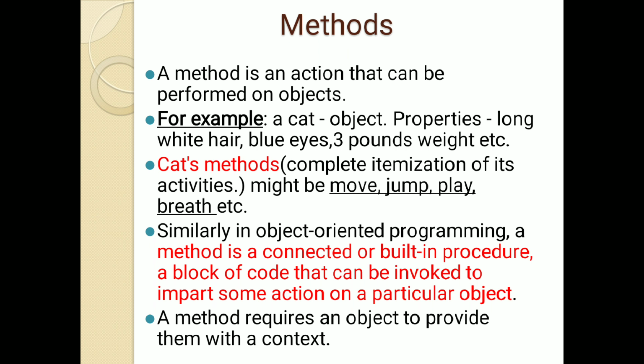Similarly, in object-oriented programming, a method is a connected or built-in procedure, a block of code that can be invoked to impart some action on a particular object. So it should perform some action on a particular object, that is called a method. A method requires an object to provide it with a context.